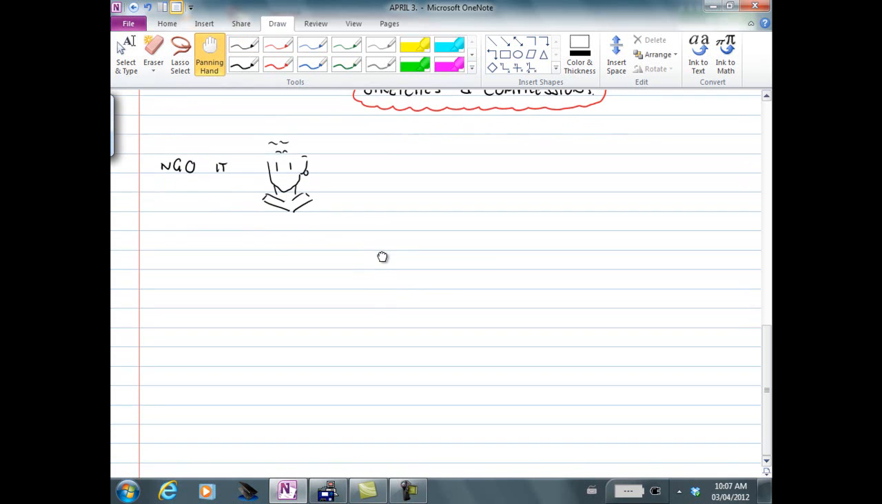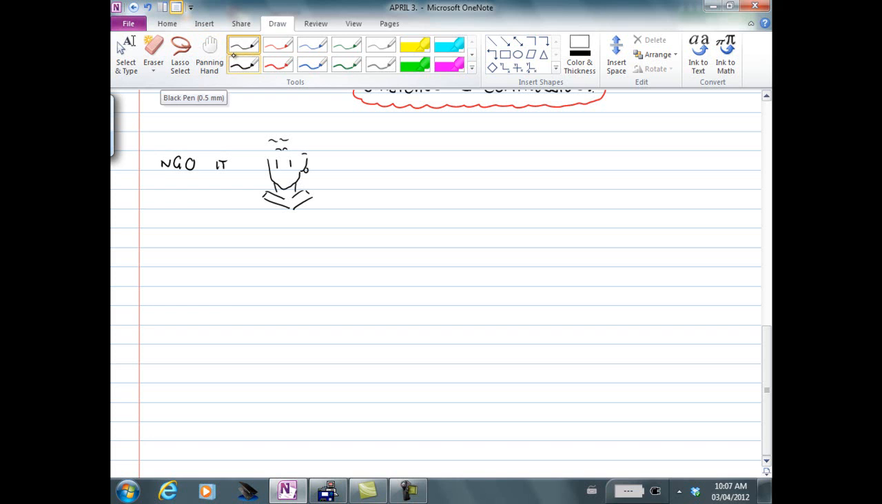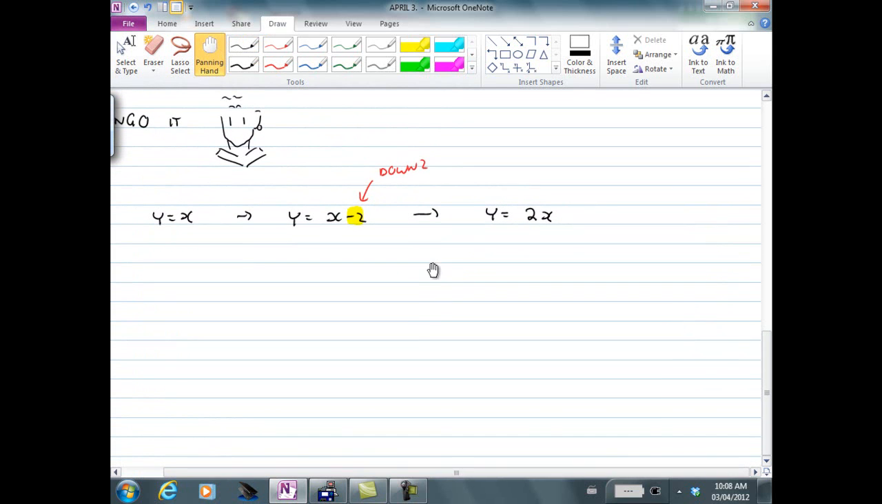Here is where I'm going to start. Last time I did y equals x. Then I taught you how to do y equals x minus 2. Today I'm going to change up slightly. I'm going to go y equals 2x. I'm going to just circle a few things. This minus 2, that's called down 2, because we learned that already. This 2x, the best way to do this is just do a little table of values.